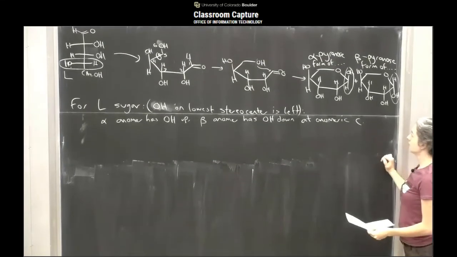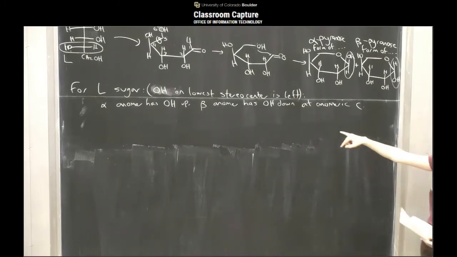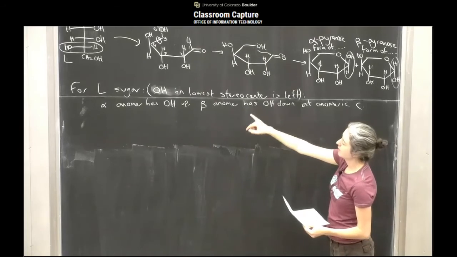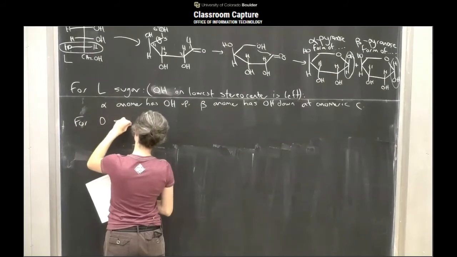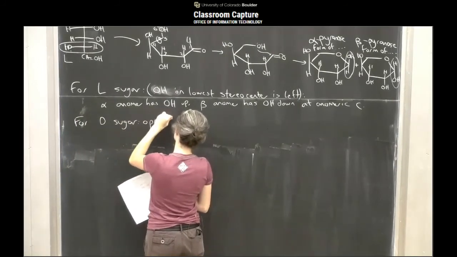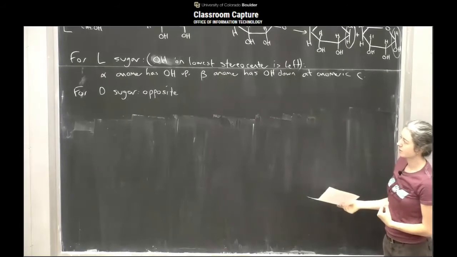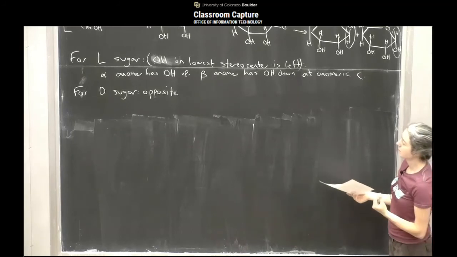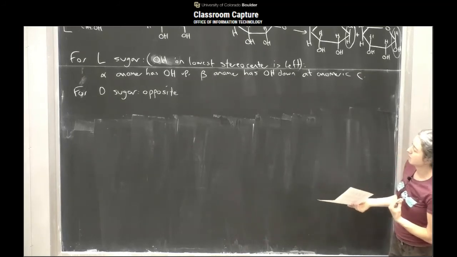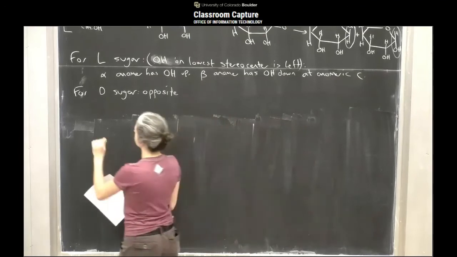So in the L form, alpha's up, beta's down. But we know that L and D are for the same sugar, so they're going to be mirror images of each other because they're enantiomers. And so for the D sugar, it's going to be the opposite of that. So alpha is down, beta is up. Since we're more frequently going to see D sugars, because those are the more common natural form, just remembering alpha is down might be more helpful, but on paper we might see either one.